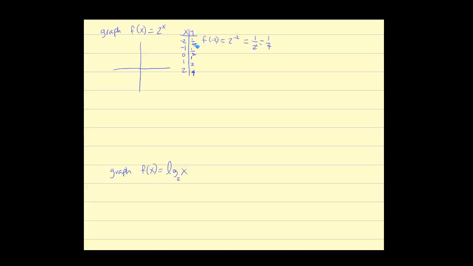So we can plot those dots. Minus 2, 1/4 would be right about here. Minus 1, 1/2 would be right about here. 0, 1 would be right about there. 1, 2, right about here. And 2, 4 would actually be off my graph here, right about there.